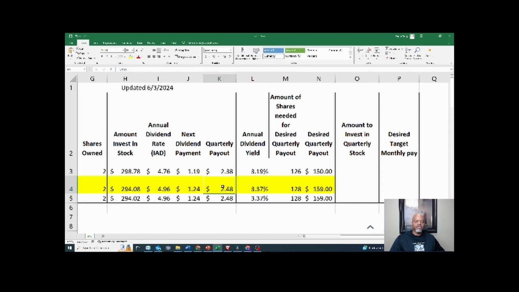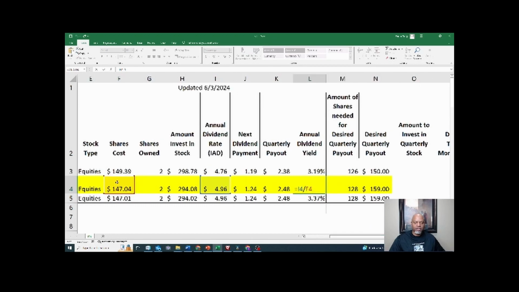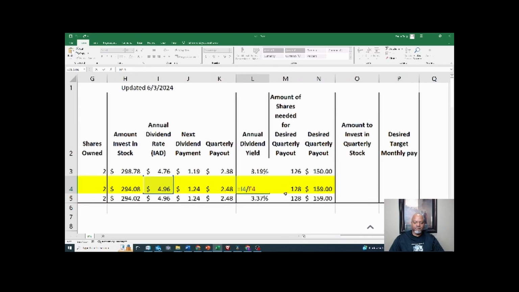So this is what I will actually be getting reinvested back into my stock, because I have my stocks reinvesting until the day I decide to retire. Column L is a formula. That formula is the annual dividend rate divided by the share cost. Actually, not what you paid at that time, but what the current share cost is at the time the stock market opens. So this changes, and it could change every day based off of what the stock market is showing for Johnson & Johnson. So that's the annual dividend yield.